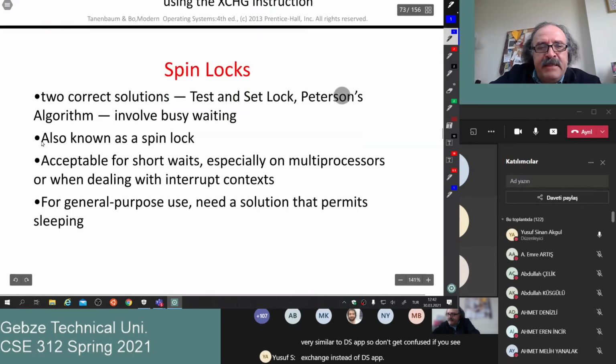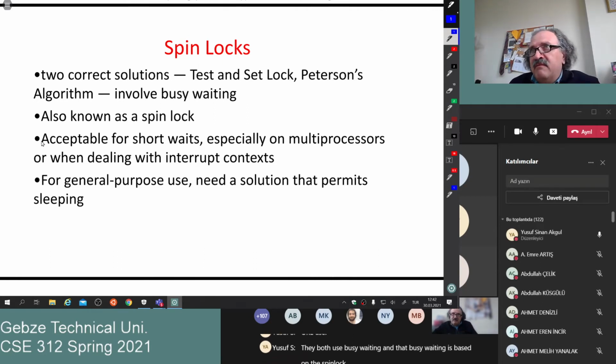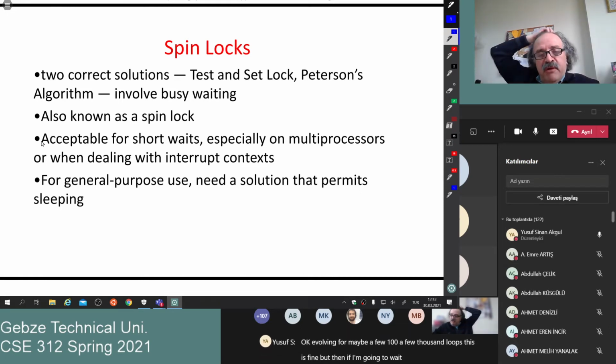Okay. So spin locks, we have seen them. Two correct solutions: test and set lock with the help of the hardware, and Peterson's algorithm. They both use busy waiting, and that busy waiting is based on the spin lock. Well, maybe this solution is good for short waits. Okay, for maybe a few hundred, a few thousand loops, this is fine.